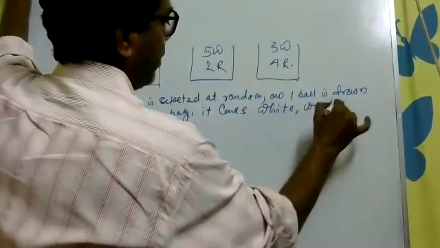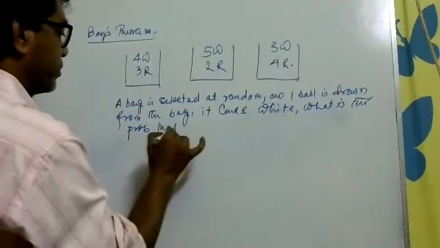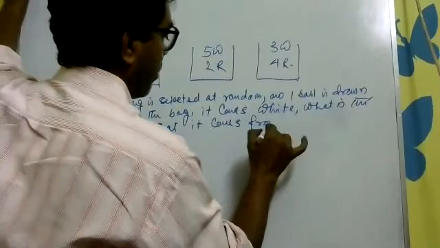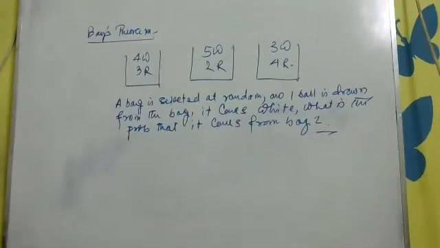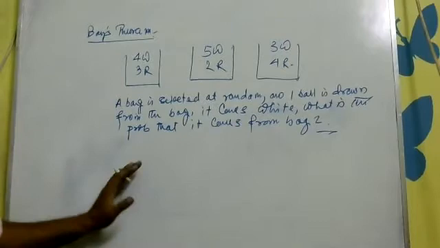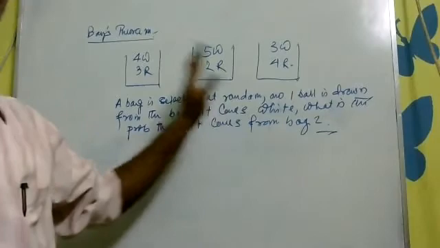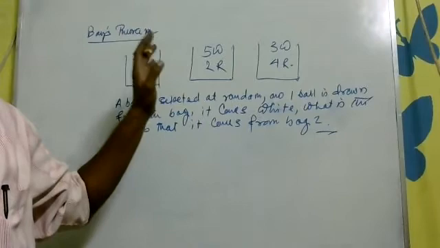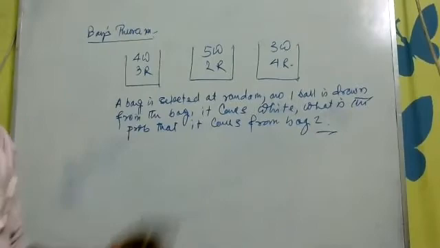What is the probability that it comes from bag 2 or bag 3 or whatever? In that case, you have to find what is the probability that the ball comes from bag 2 or bag 3 or bag 1, whatever. They have mentioned to you the ball is white or black, right?